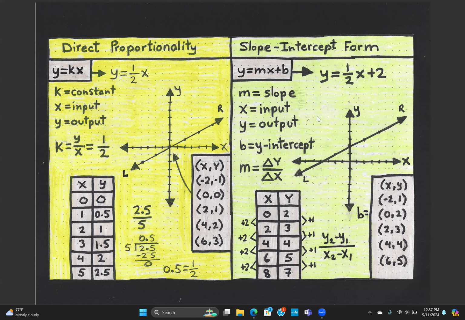And remember, y equals kx is a parent function of y equals mx plus b. You have received a lot of information, and that's okay, because you can always pause the video and take a look at both charts to gain a deeper understanding of it, or replay this video as many times as you need to understand the difference between direct proportionality and slope-intercept form of a linear equation.